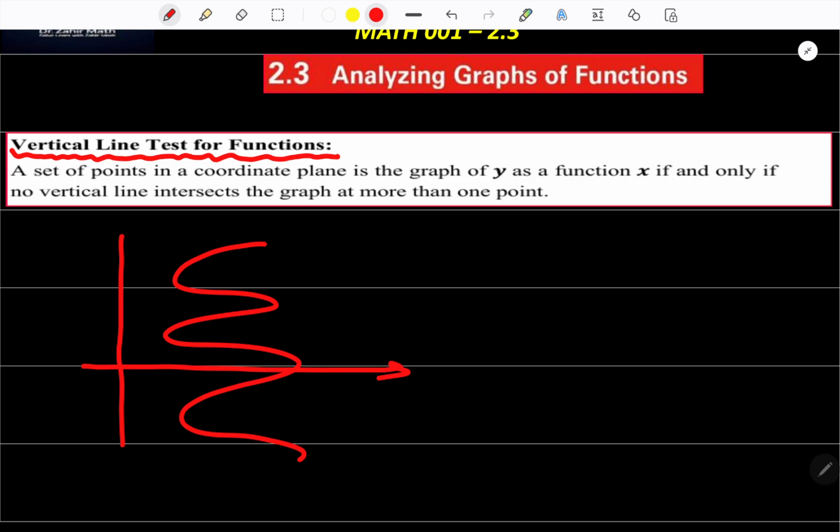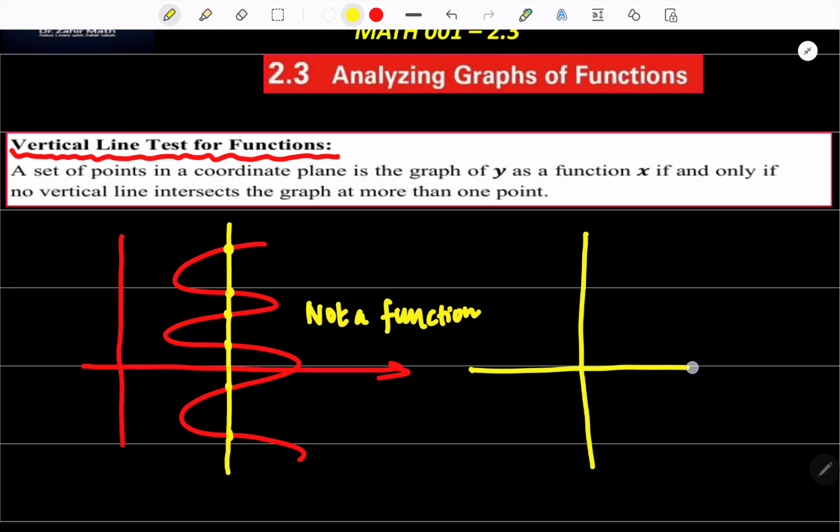What you need to do? On the graph, you need to draw a vertical line. If the vertical line cuts more than one point, look here, it cuts here, here, here, here, here. So it cuts more than one point. So it is not a function. Keep in your mind: if it cuts more than one point, it's not a function.